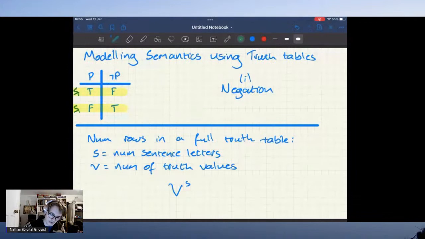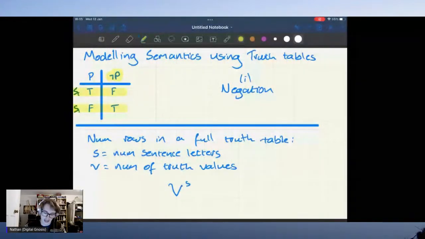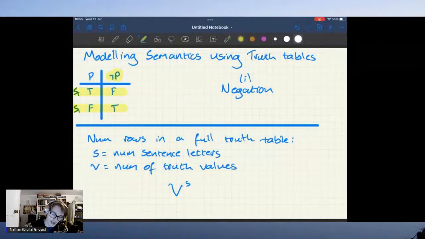So you can see that we have the negation symbol of P there. On the left, we have P. Now, when you're drawing a truth table, if this is your first time doing such a thing, then the way that you can calculate the number of rows that you're going to need to model the entire possibility space of combinations of truth is going to be the number of truth values in your logic.